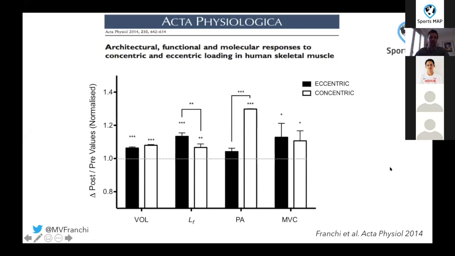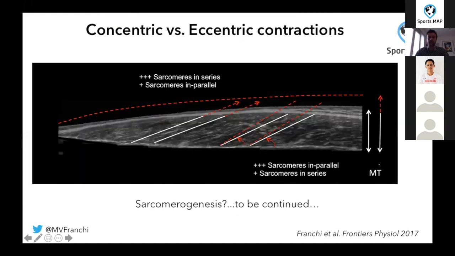what comes up is that different strategies of muscle architecture adaptation were found, where greater fascicle length increase was seen after eccentric training and greater increase in pennation angle after concentric training. And what does this mean actually?